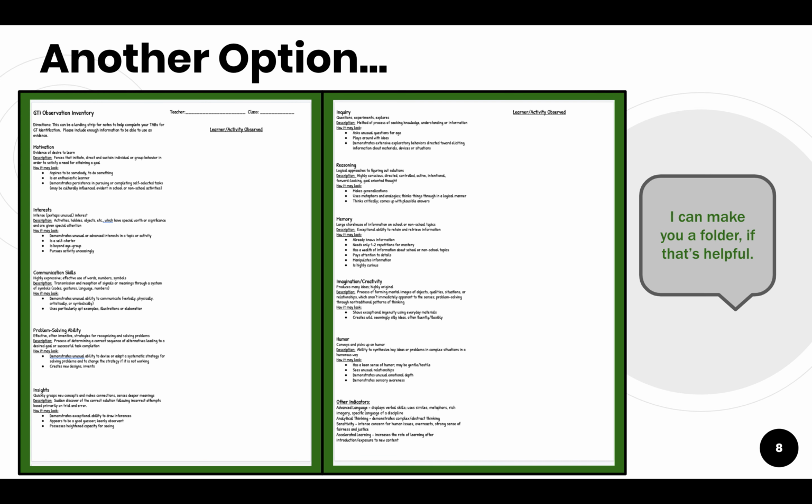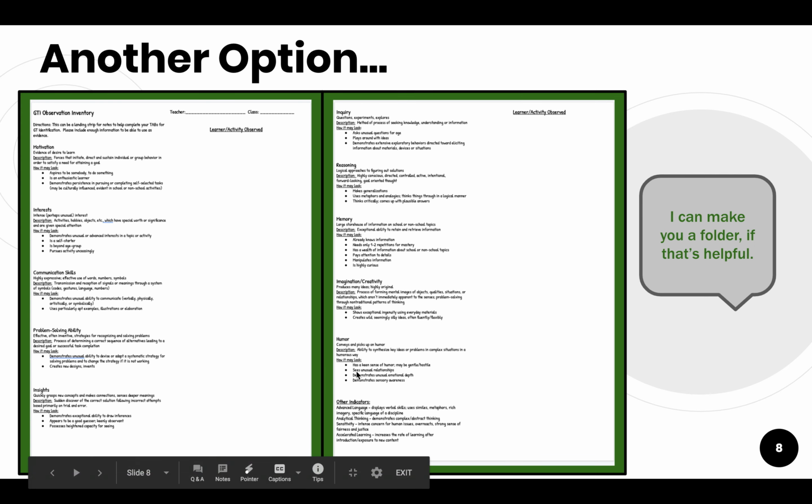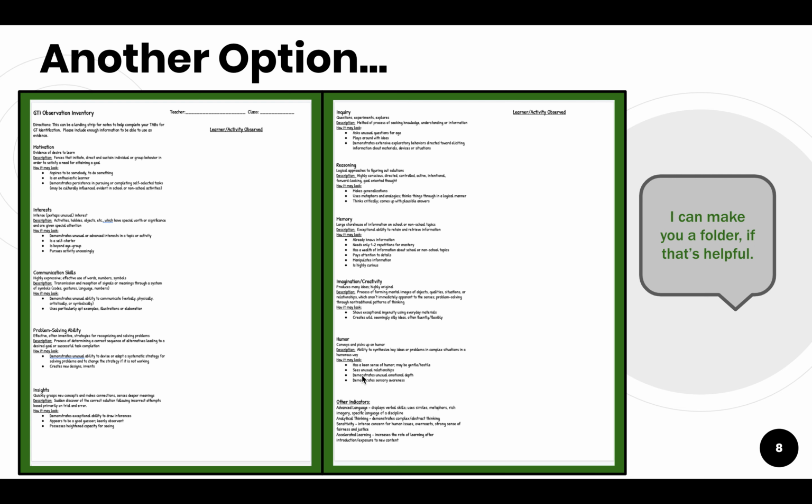There's another option that if you would like to record your observations that you see in the classroom based on the 10 different gifted characteristics, I can print this off for you. This just identifies the 10 different characteristics and gives you that definition and how it looks. But here you can actually record on this right hand side exactly what you saw in the classroom.